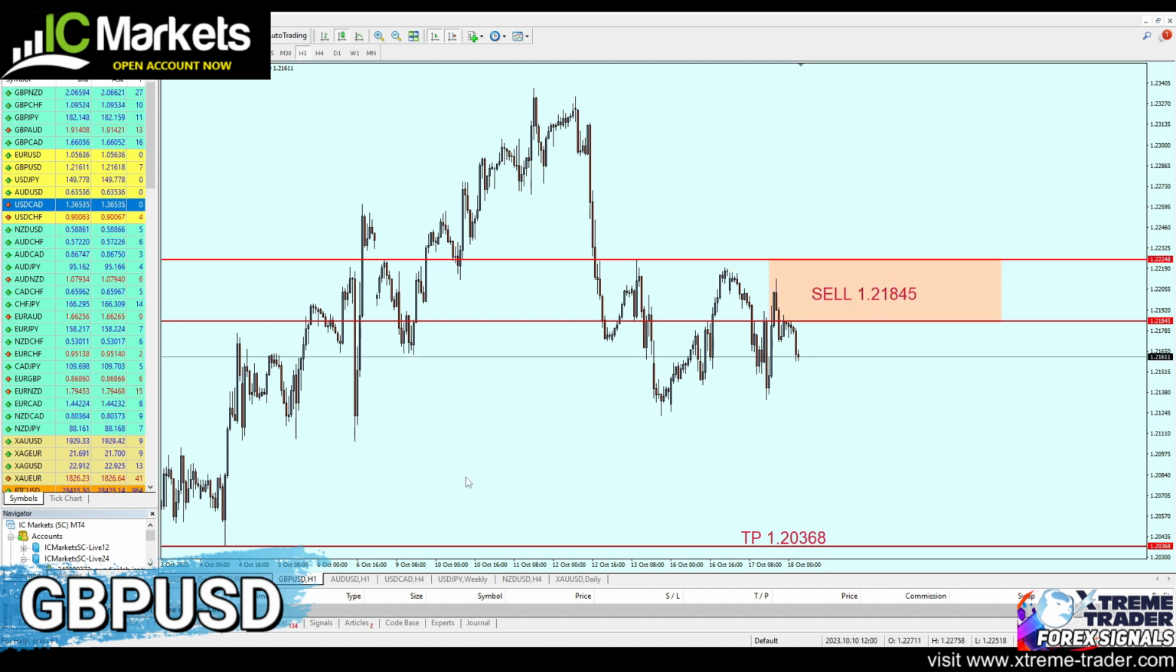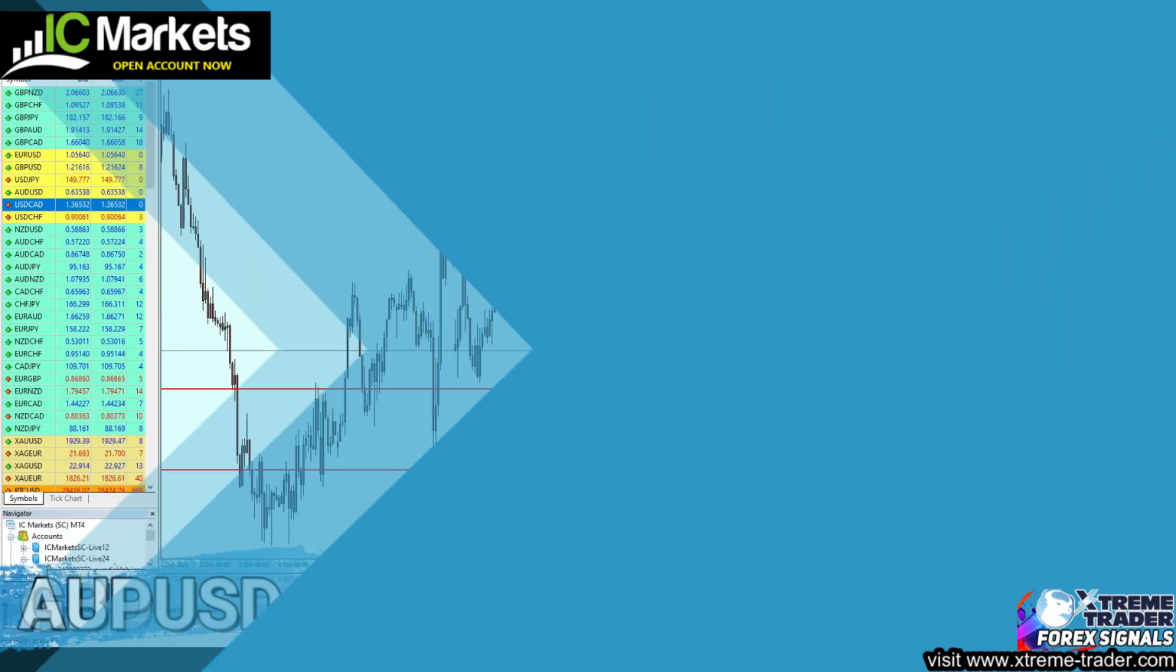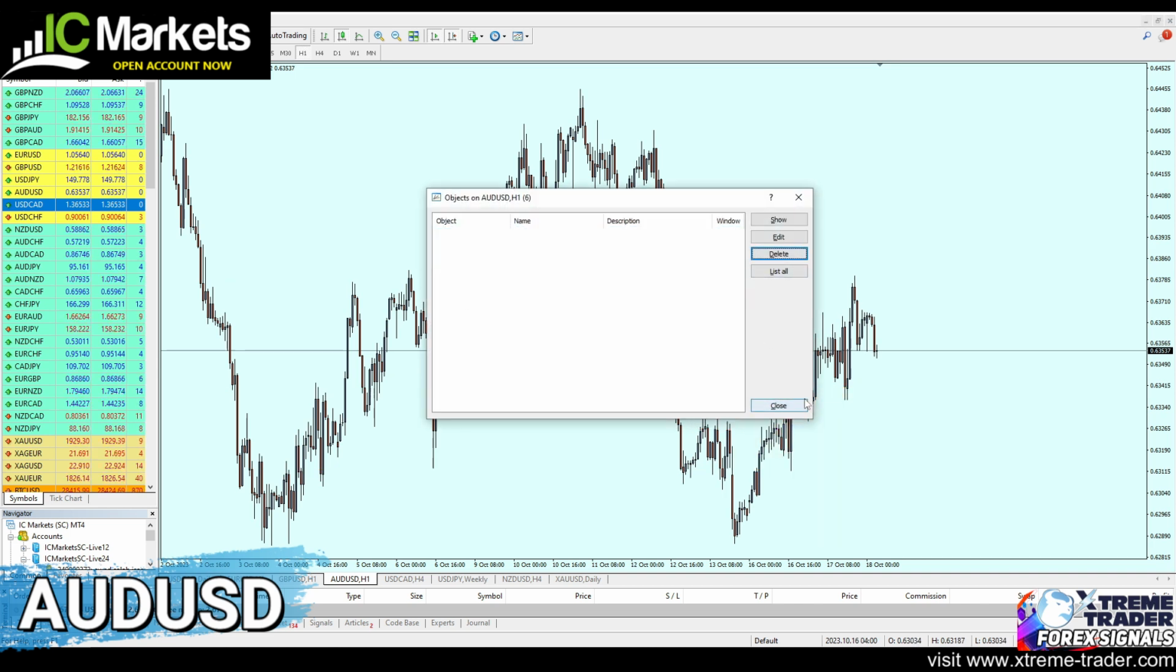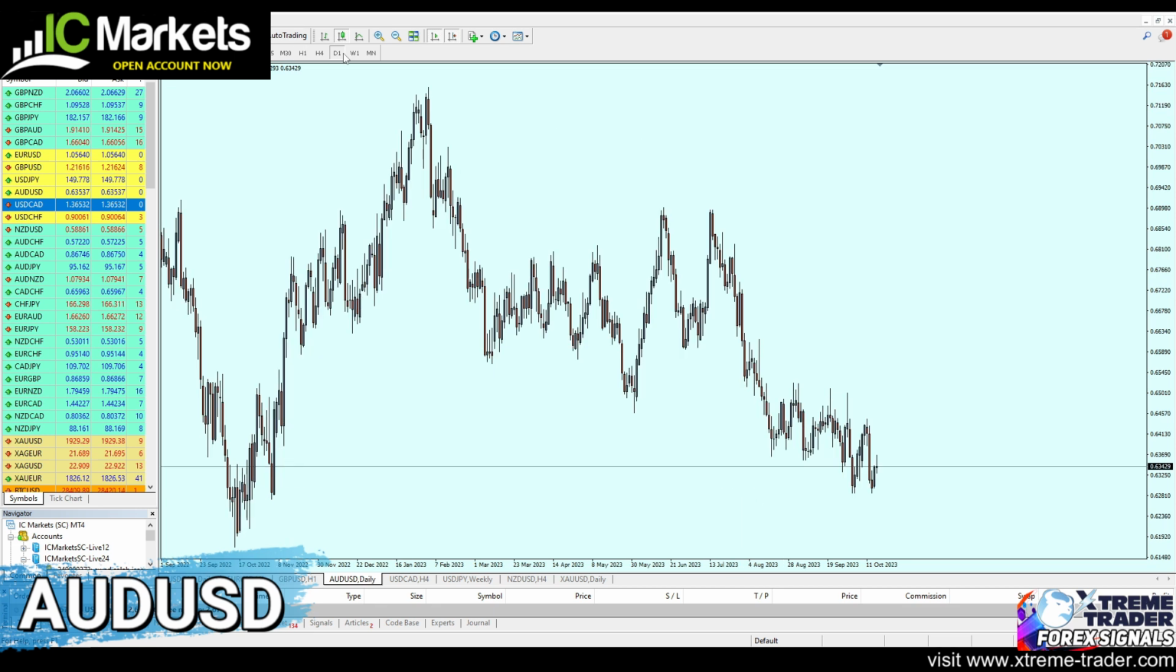Moving now to the AUDUSD. Alright, so AUDUSD unfortunately has completely failed, as you can see right here. This signal has been completely broken out from. Let me see now what we can do next. Let's now move to the daily chart.